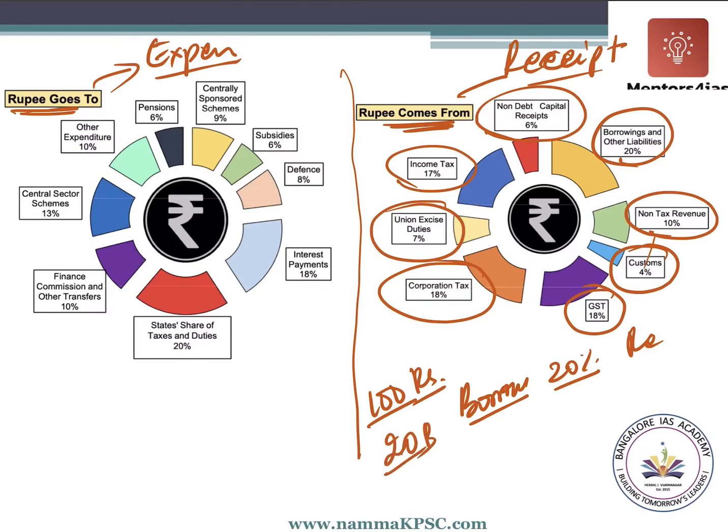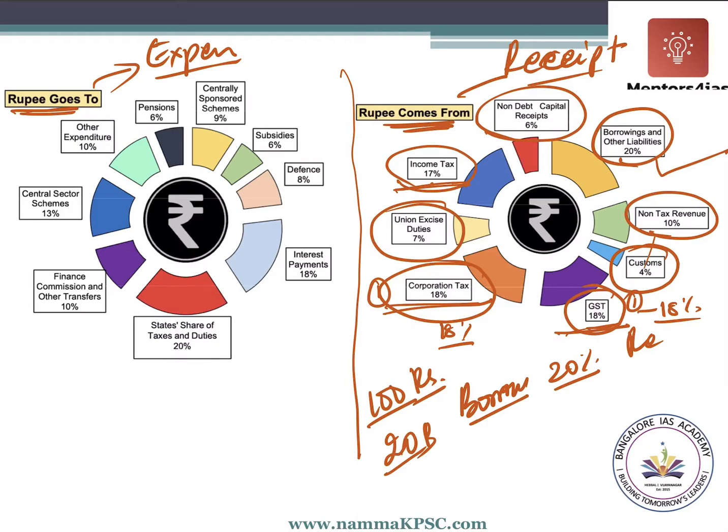So in terms of revenue receipt, which is the highest? Corporate tax and GST. If you see here, corporate tax is 18%, GST also is 18%. Then if you take personal income tax, 17%. So first is GST and corporate tax. These kind of questions can be asked. Which is the highest, in terms of percentage, which is the largest share in government's receipt? So largest share is actually borrowing, followed by taxes, your direct and indirect taxes.